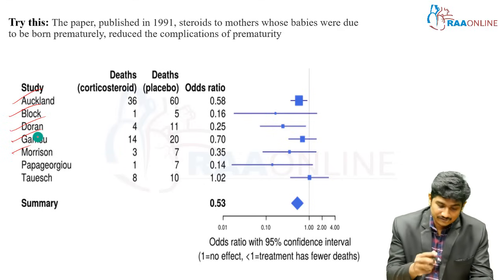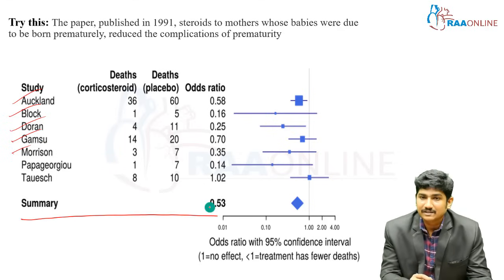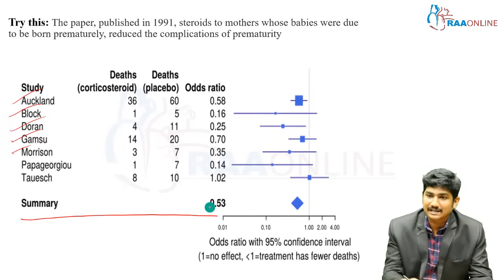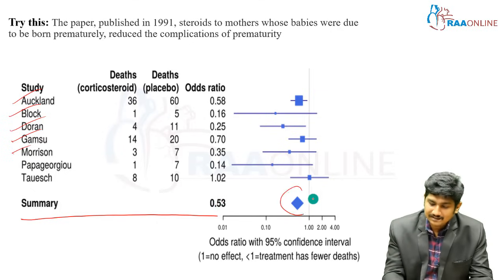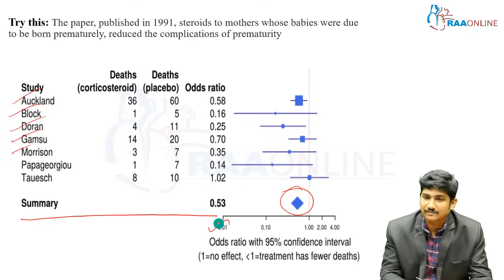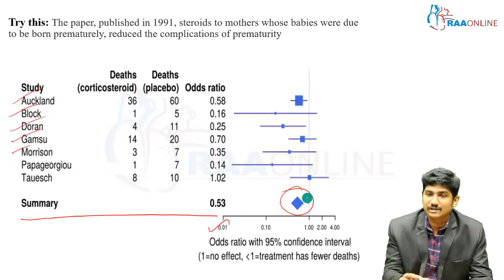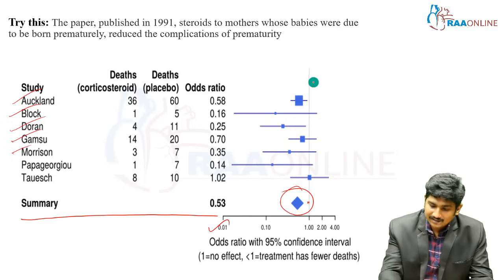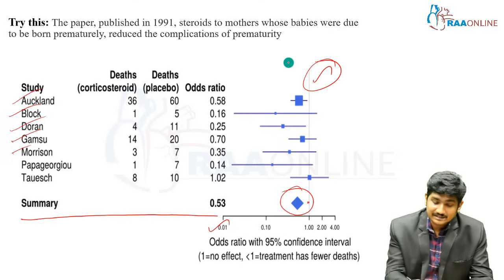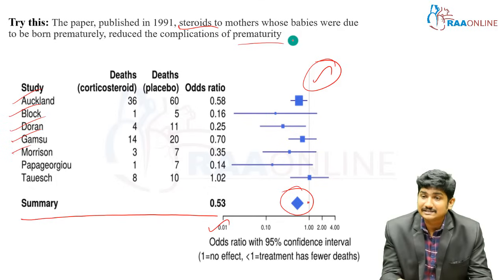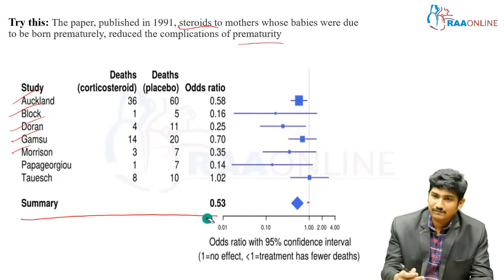It is because of this particular meta-analysis, which clearly stated that the diamond lies in the positive outcome without the confidence interval touching the null line. Okay, because of this particular forest plot only, doctors started using steroids for premature deliveries. Okay, so that is the significance of a forest plot. Okay, so now can you read this forest plot?